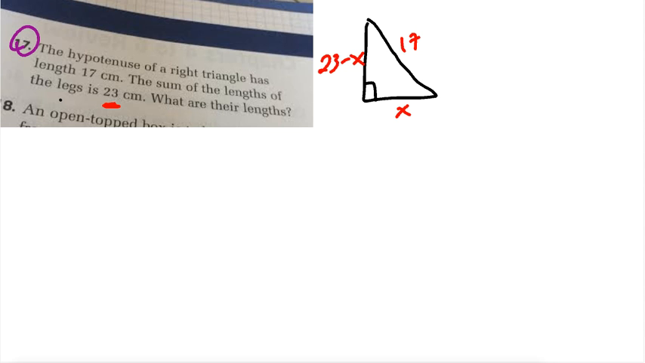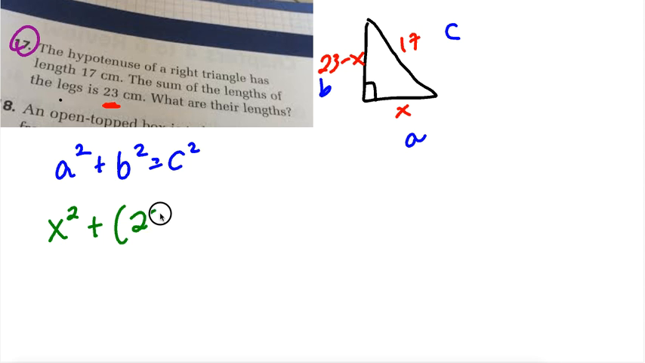And now I can set up using the Pythagorean theorem. The Pythagorean theorem, again, being a squared plus b squared equals c squared, where the hypotenuse is always c. So let's just call this my a and my b. So if I substitute the values in, x squared plus (23 minus x) squared equals 17 squared. And now we see how this will become a quadratic.